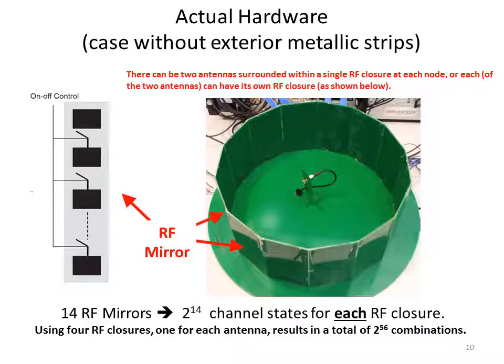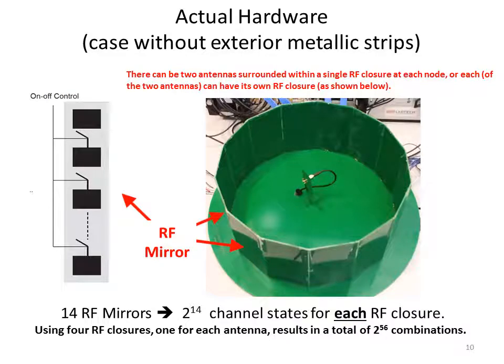So the signal, after leaving this RF closure, depending on which wall it has got through, will go through a different path in the environment, and even the environment will augment the phase variation. So bottom line, here we have 14 walls, 14 mirrors, and by controlling them with the switches being on and off, we can have 2 to the power of 14 channel states for each RF closure.